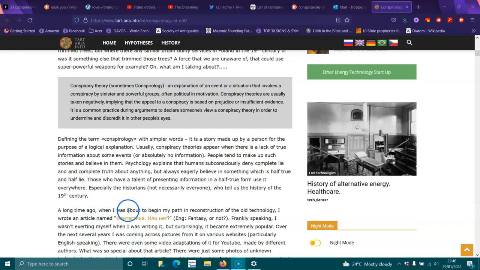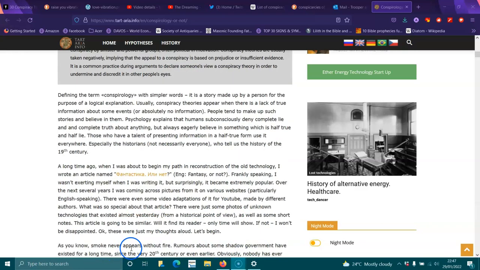A long time ago, when I was about to begin my path in the reconstruction of old technology, I wrote an article named Fantasy or Not. Frankly speaking, I wasn't exerting myself when I was writing it, but surprisingly, it became extremely popular. Over the next several years, I kept coming across pictures from it on various websites, particularly English-speaking ones. There were even some video adaptations of it on YouTube, made by different authors. What was so special about the article? There were just some photos of unknown technologies that existed almost yesterday, from a historical point of view, as well as some short notes. The article is going to be similar.